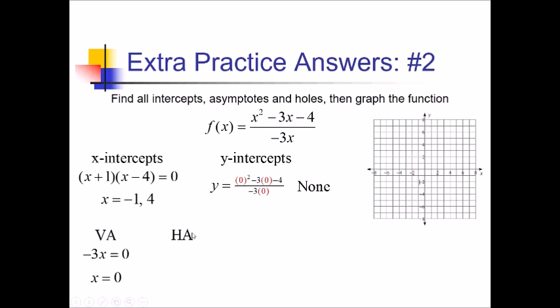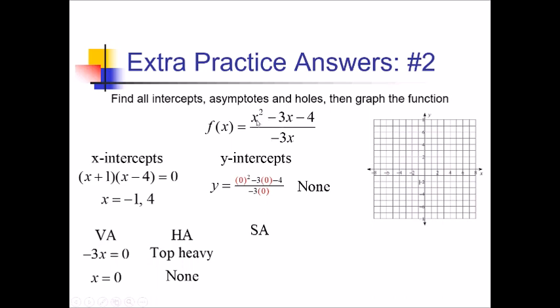Horizontal asymptotes, well, this is a top-heavy function, second versus first degree. Because it's top-heavy, there's no horizontal, but there are slant asymptotes, which I can find if I divide the numerator by the denominator. Now, since I just have a monomial down here, a single term, I can just divide each of the numerator terms by this negative 3x. I don't have to use synthetic division here.